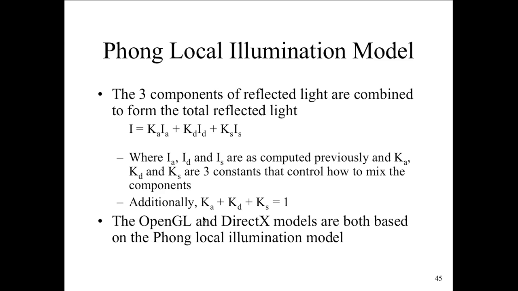So in the local illumination model, the three components of reflective light are combined to form the total reflective light. We take these three different components, put them together, and we get different effects. In OpenGL, the models are both based on the Phong local illumination model. So is VRML.